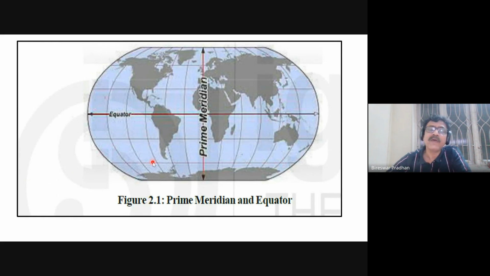Now, this is the prime meridian, and this is the equator that divides the earth into north and south. In the north, you can understand what countries or continents are there. In the picture you can see most of the countries are in the north, and very few countries are in the south, according to the equator and prime meridian.